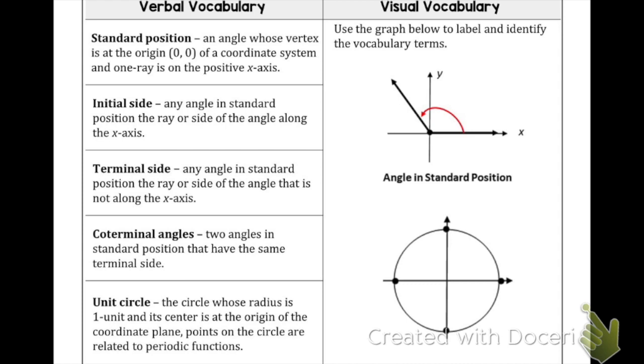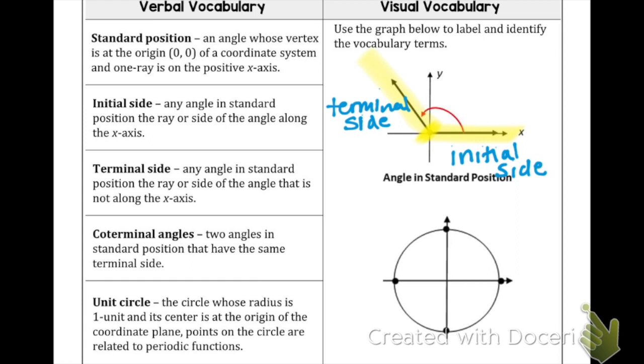Okay, back to it. So, standard position is an angle whose vertex is at the origin. It has one of its sides on the x-axis, which we call the initial side. And then the terminal side is the side that moves around to create the actual angle. So this right here would be the terminal side of the angle. Coterminal angles are two angles in standard position that have the same terminal side.